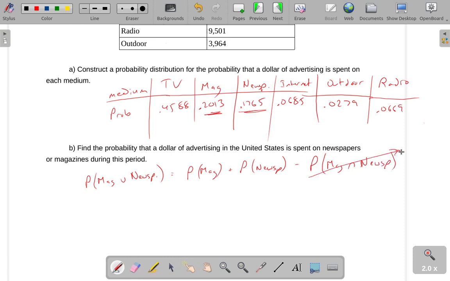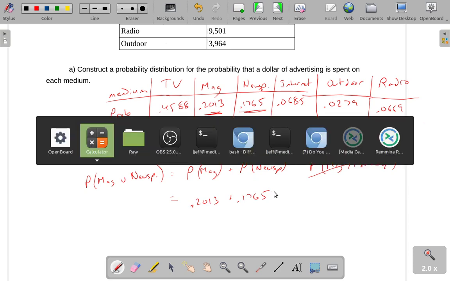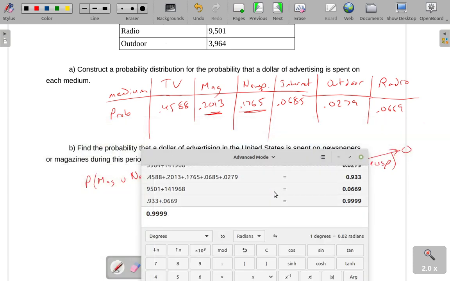But this number right here is 0. If $1 was spent on newspapers, it wasn't spent on magazines. In other words, they're mutually exclusive. One of the things we'll see is that when we're talking about mutually exclusive events, for the union rule there's actually a simpler way of doing it. You can see we just add the two parts together. So we can just say that this is 0.2013 plus 0.1765, which gives us 0.3778.